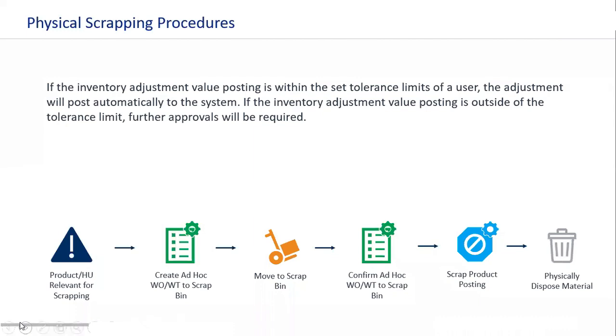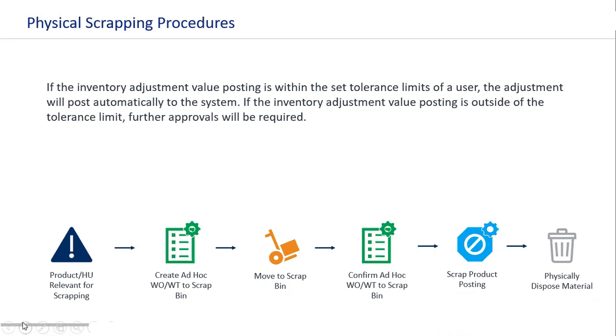So if the inventory adjustment value posting is within the set tolerance limits of the user, the adjustment will post automatically to the system. If the inventory adjustment value posting is outside of a tolerance limit, then further approvals will be required. So with EWM, it'll go through to a difference analyzer. Oh, in fact, no, it won't. This is scrapping.